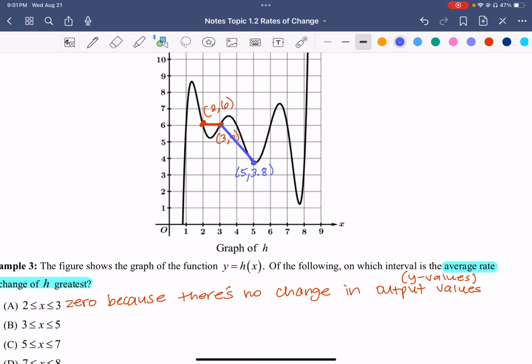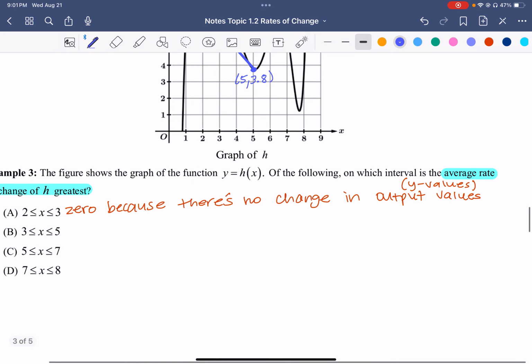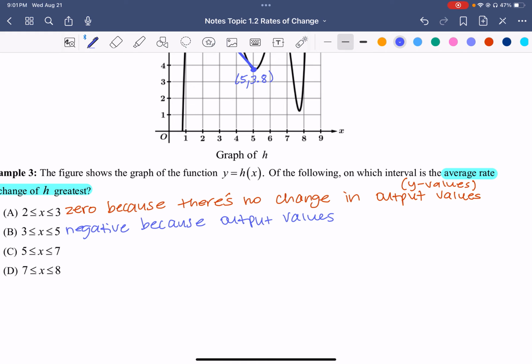And I see that to get from 3 to 5, I have to go down. That means that my rate of change is going to be negative. And we're going to say because the output values decrease.